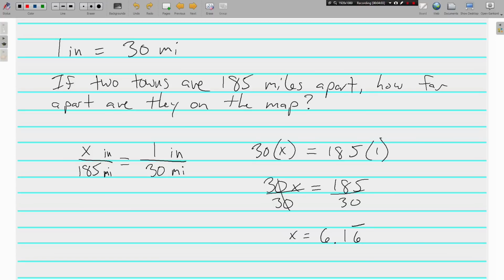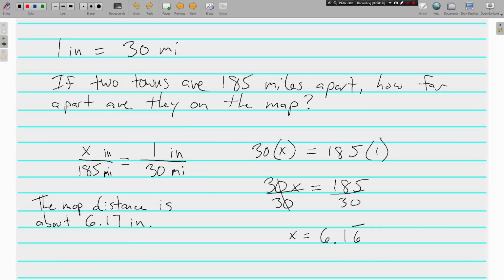But we need a sentence answer. The map distance is, we can say about, since we're rounding, is about 6.17 inches.